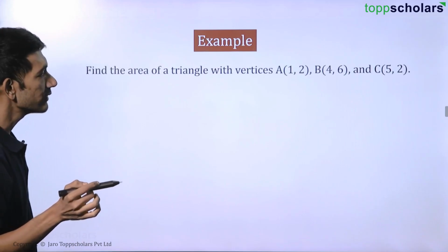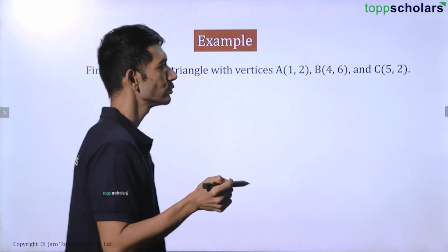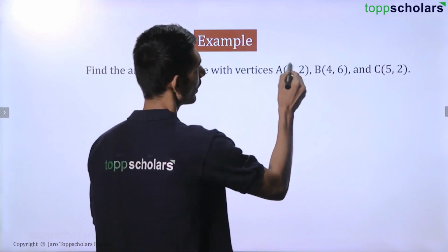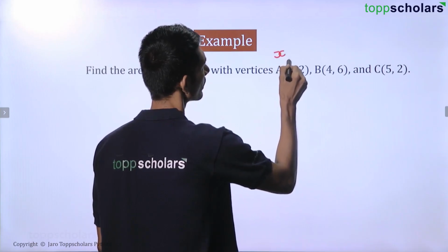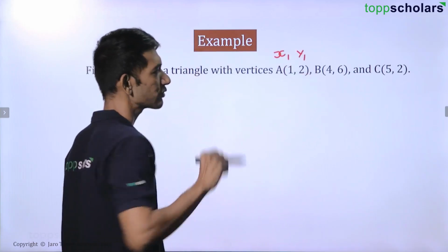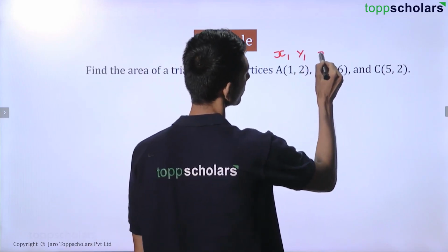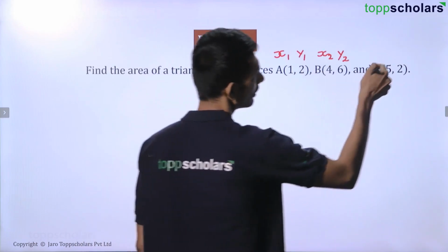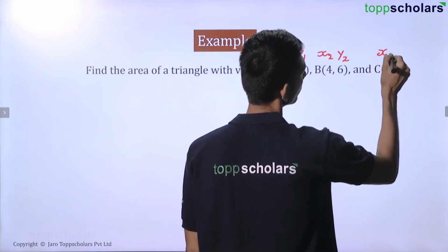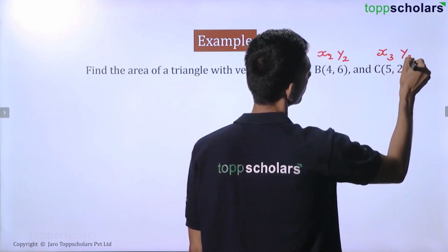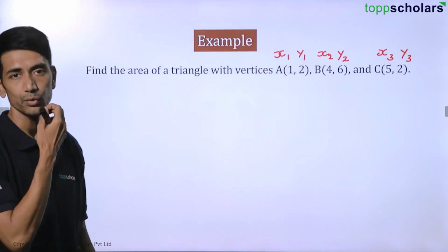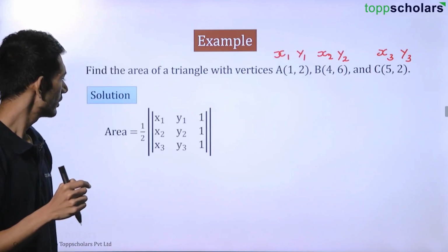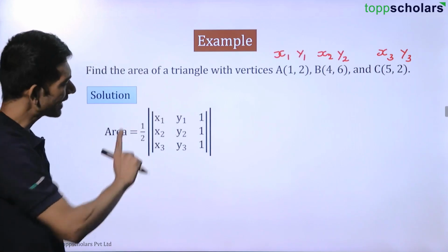Let us see an example. Find the area of the triangle with vertices A(1, 2), B(4, 6) and C(5, 2). So basically what is given to us? 1, 2. Can I say this is x1, y1? 4, 6 is x2, y2. 5, 2 is nothing but your x3, y3. So x1, y1, x2, y2 and x3, y3 are given to us. Correct? Let us move on to the solution. We need to find out the area.